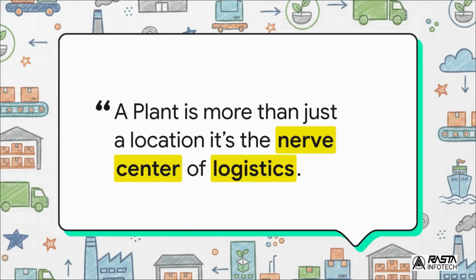To really set the stage here, listen to this quote. A plant in SAP is more than just a location. It's the nerve center of logistics and operations, right? We have to move way past this outdated idea of a plant being just a static address or some boring data point. It is literally the living, breathing execution engine of the entire supply chain.